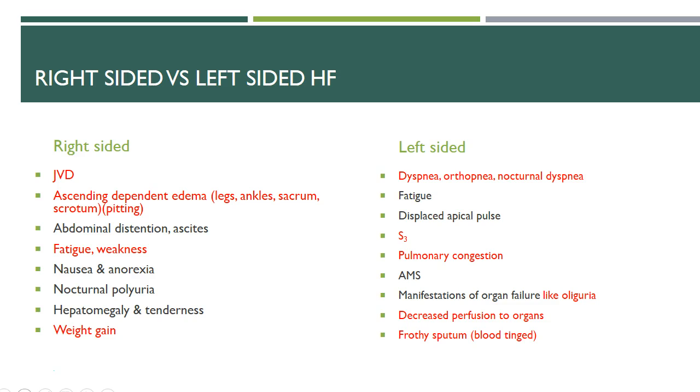They can have abdominal distension and ascites, fatigue and weakness, nocturnal polyuria, which means that they're peeing at night, enlarged organs, and weight gain. That's right-sided.